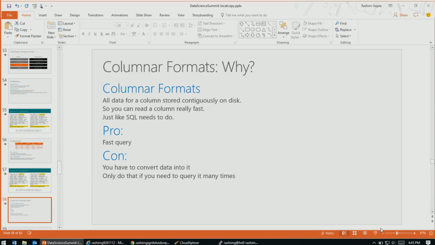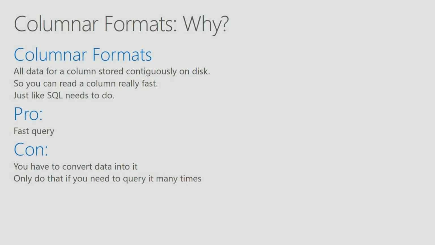Okay, I mentioned this briefly, columnar formats. Other than text, you can use columnar formats. What is a columnar format? Instead of storing data on a per row basis, you can ask Hive to write data for a column contiguously on disk. This is really good because all your queries are usually using a column. When you're doing a filtering or a grouping, you're usually doing it on a particular column. So if you store everything contiguously on disk, it can be very fast.